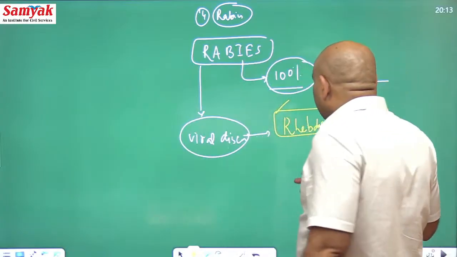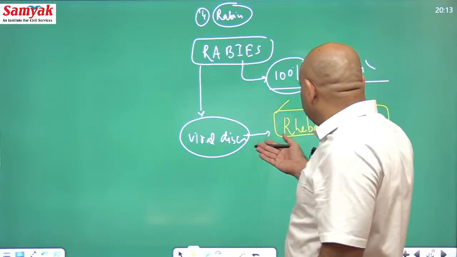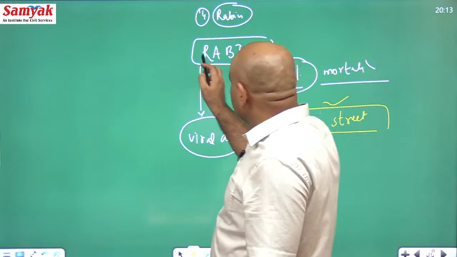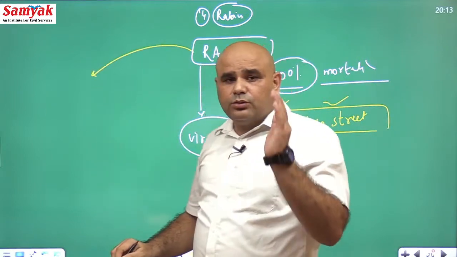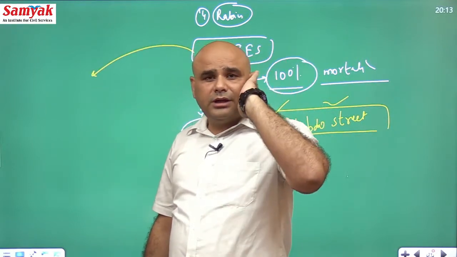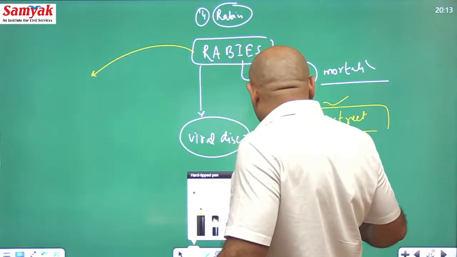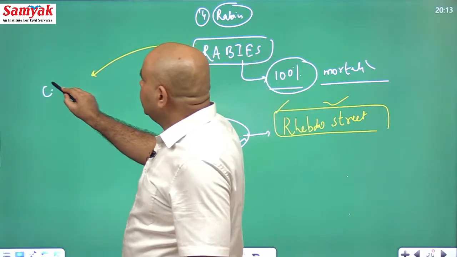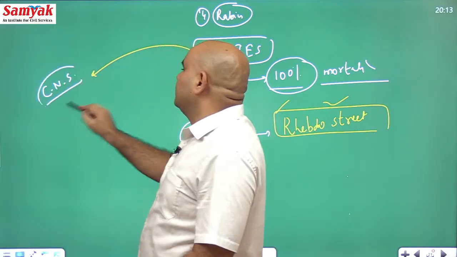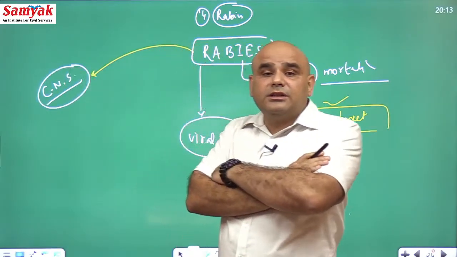Now, viral disease, and the name of the virus is Rhabdovirus. Now, one more thing they are going to ask you: which organ system is going to be targeted by rabies. So your answer should be straightforward. You have to answer, it is going to target the most important system, the CNS, the central nervous system.